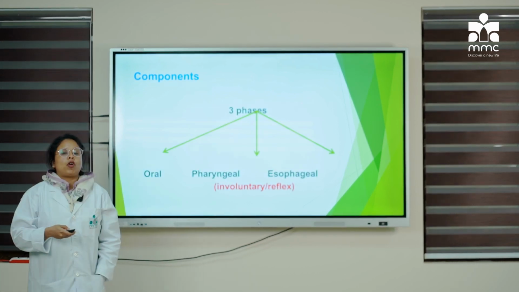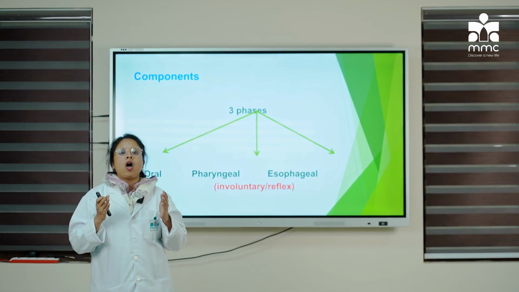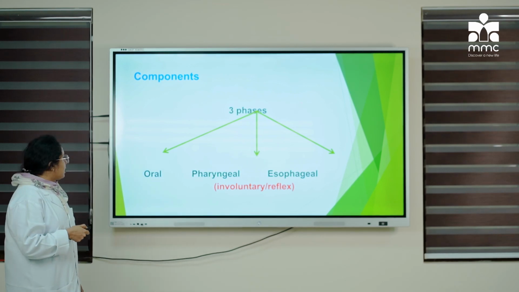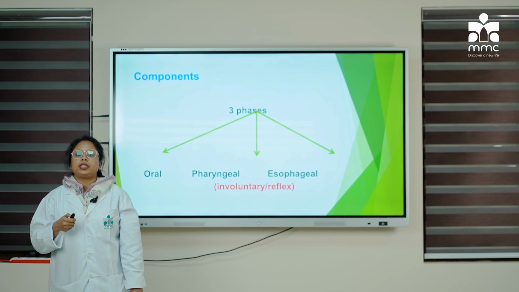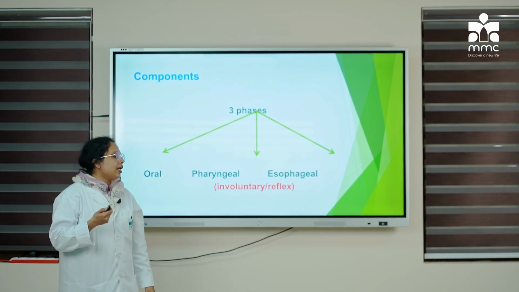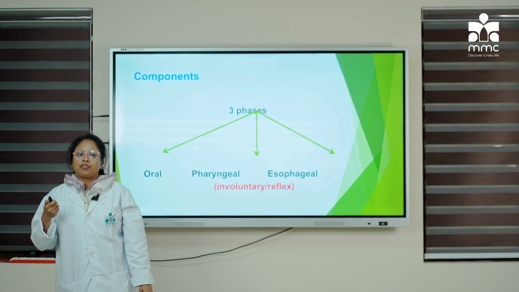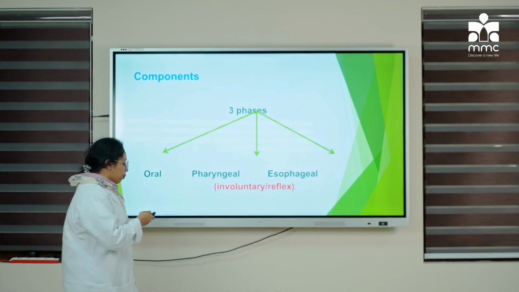The components involve mainly three phases. The first and foremost phase is the oral phase, which is a voluntary phase. The second phase is the pharyngeal phase, and the third phase is the esophageal phase. Both the pharyngeal and esophageal phases are involuntary, or reflex, phases. Now we will see each phase in detail.